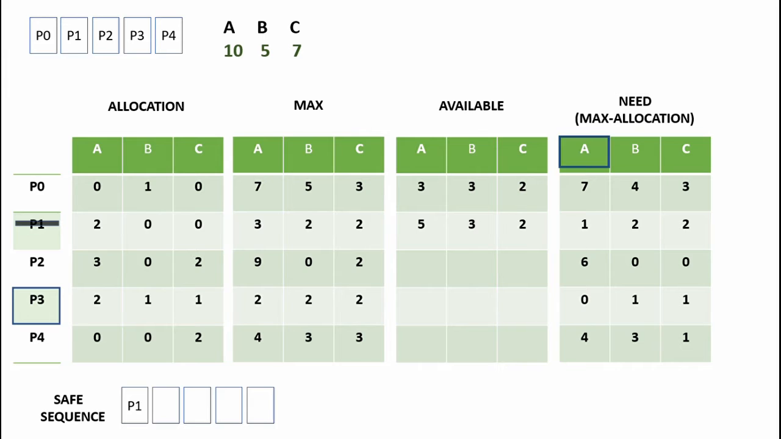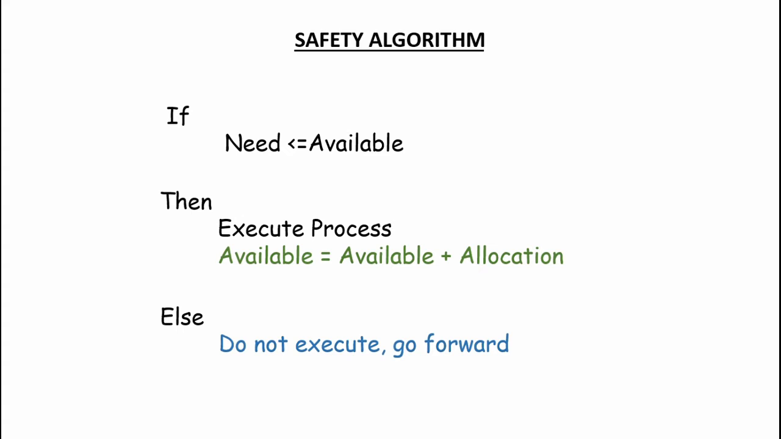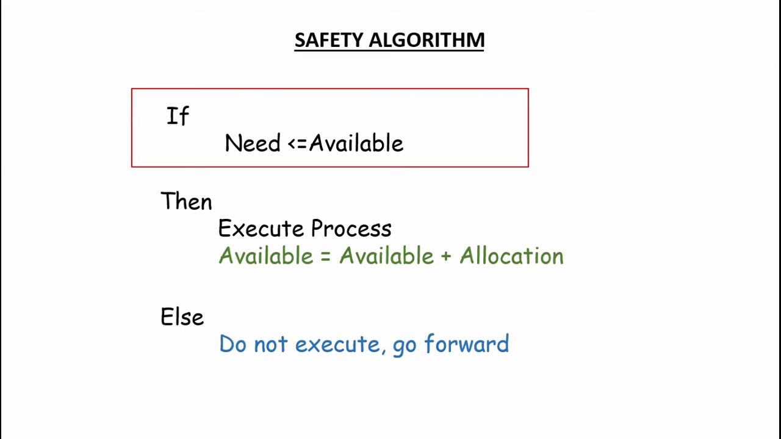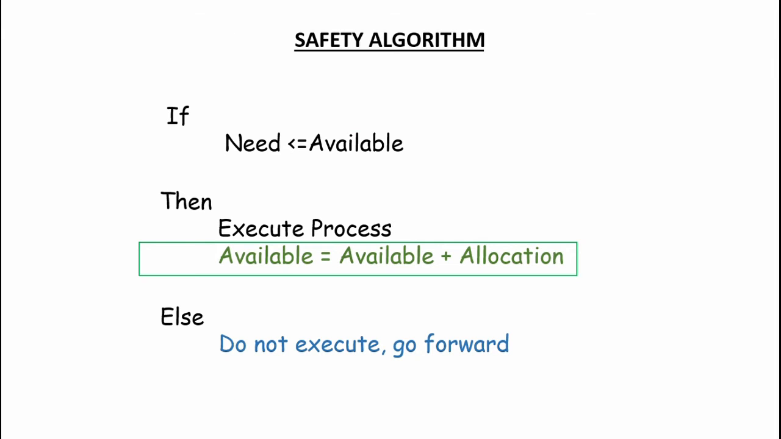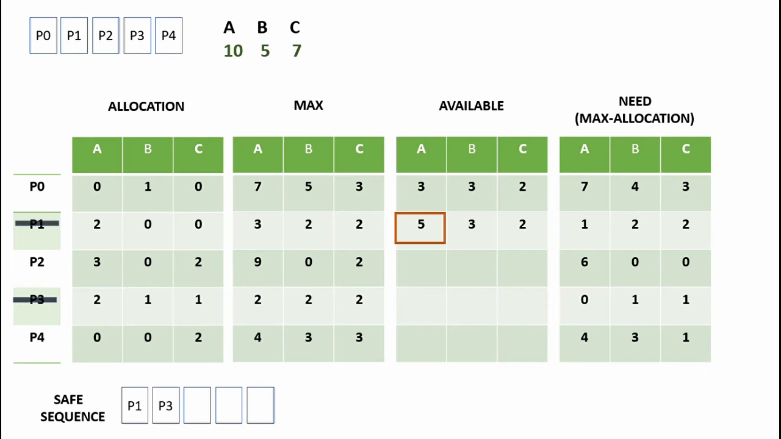In resource A we require 0 instances and we have 5 available. For resource B we require 1 instance and we have 3 available, and for resource C we require 1 instance and we have 2 available. In this condition the if condition is satisfied, so we will execute the process. Let's execute P3. We have to update the available to the new available. So 5 plus 2 is 7, 3 plus 1 is 4, and 2 plus 1 is 3.